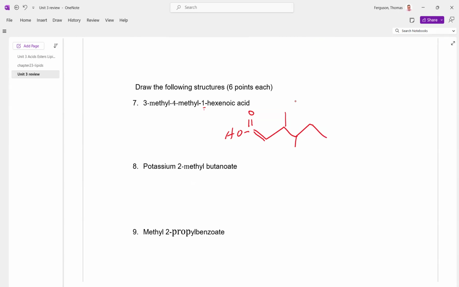Okay, pentanoate. That's a 4 carbon potassium salt.